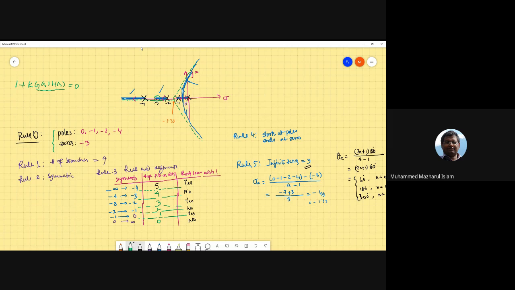So, my characteristic equation would be 1 plus K into the zero at minus 3. So, the corresponding term will be s plus 3. Pole at the origin, because of this, s plus 0, then s plus 1, then s plus 2, then s plus 4 equals to 0. So I reconstructed the characteristic equation from the pole-zero map, or the pole-zero information only. So this can be done.